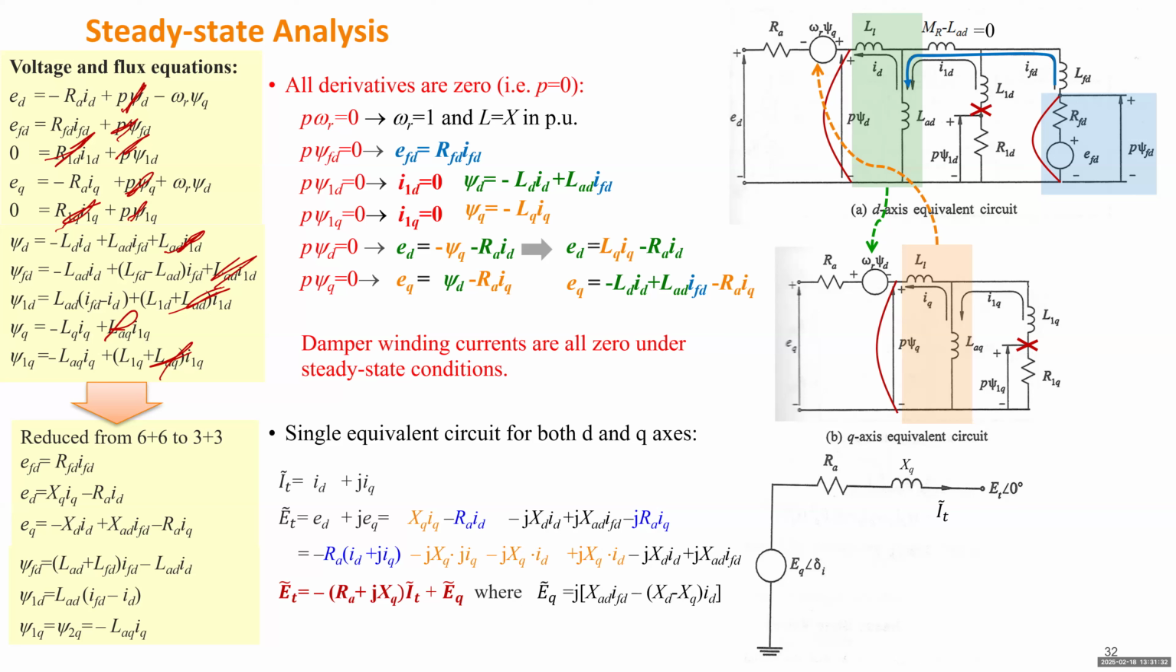This is not an approximate circuit, right? For the static condition, this is an accurate circuit. There's no approximation so far. Everything is accurate, but the condition is it's a steady state analysis, right? All the derivatives are 0. Any question? Why is omega R 1?